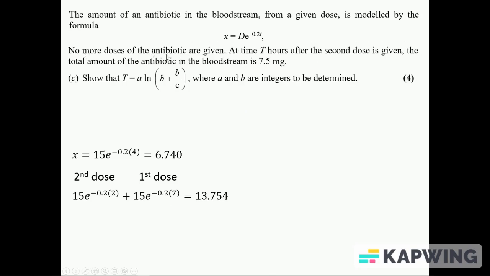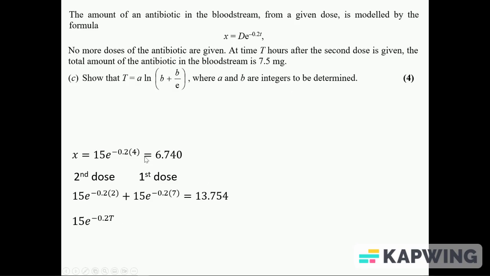Right, then it says no more doses of the antibiotic are given, and at a time T hours after the second dose is given, the amount in the bloodstream is 7.5. Show that T is equal to that. So we need to do the maths out, no calculator.